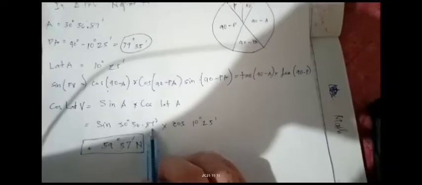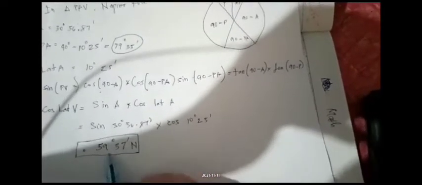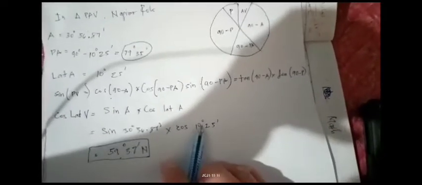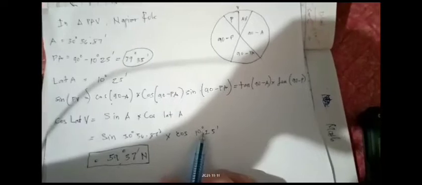Again, for the answer of this one, you need to inverse cosine the answer of sine 30 degrees 56.87 minutes multiplied by cosine 10 degrees 25 minutes. Then the answer of this one, you will inverse cosine and you will get 59 degrees 37. Of course, you will convert the answer after inversing cosine to its degrees form, then this will be the answer.